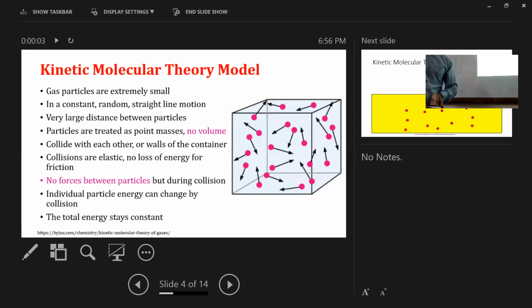I'm not going into detail yet because I have planned to discuss all the gas laws in detail, individually. So I'm going to the kinetic molecular theory model. There are some postulates. I think you don't need to write them down. I'll give you all the notes. So just try to listen to my words.